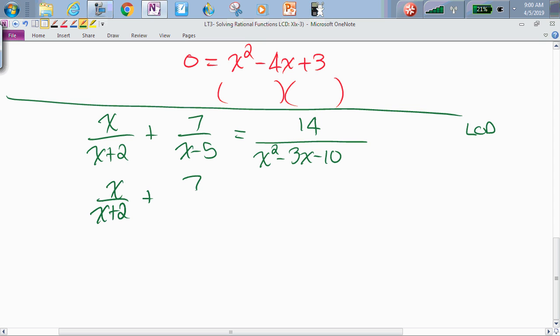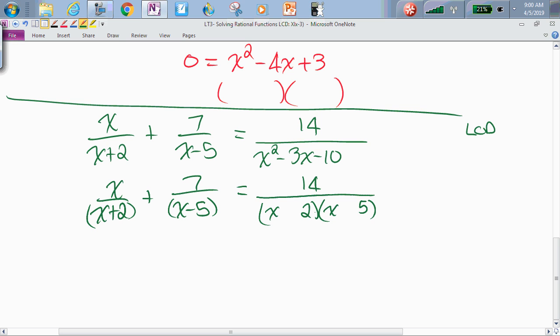x over x plus 2, 7 over x minus 5. There's nothing I can do there, I'll just put it in parentheses. We have 14 over, and when we factor this, we have x and x. We need to make a 10, so 5 and 2 or 10 and 1. But I also have to make negative 3. So I have to make this a negative 5 and positive 2, because when I add those together, I get negative 3. And notice that I have an x plus 2, an x plus 2, and an x minus 5.